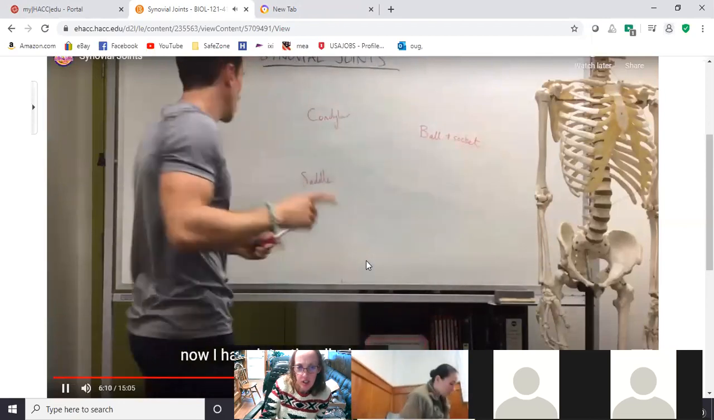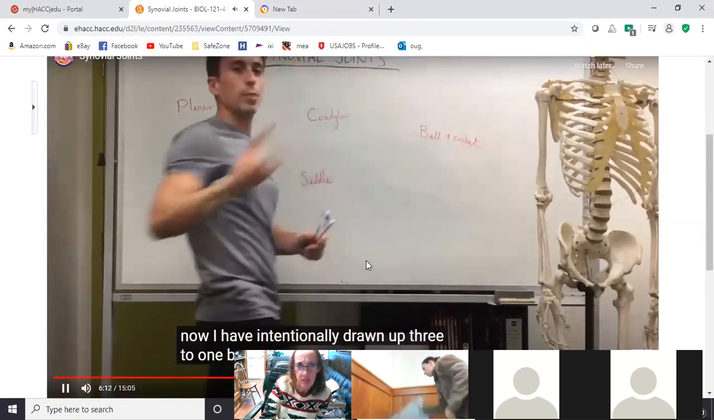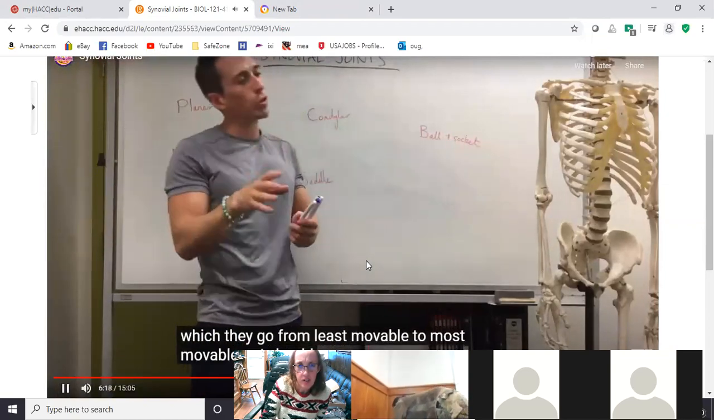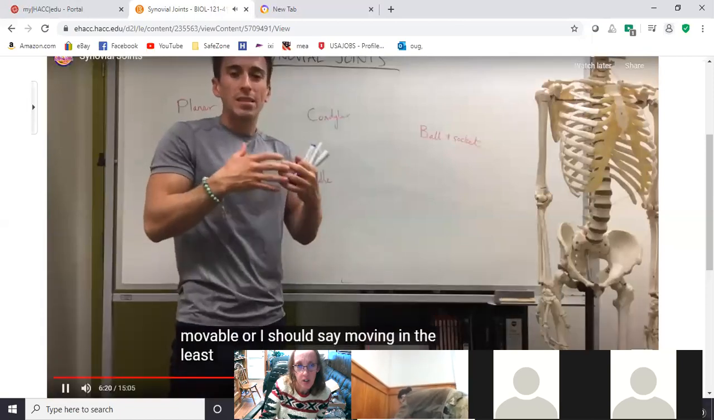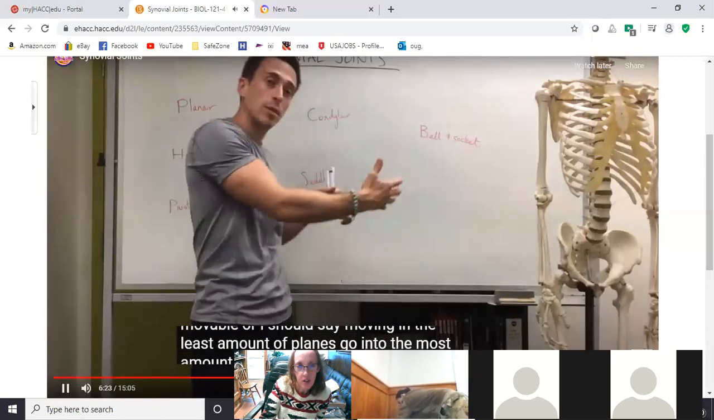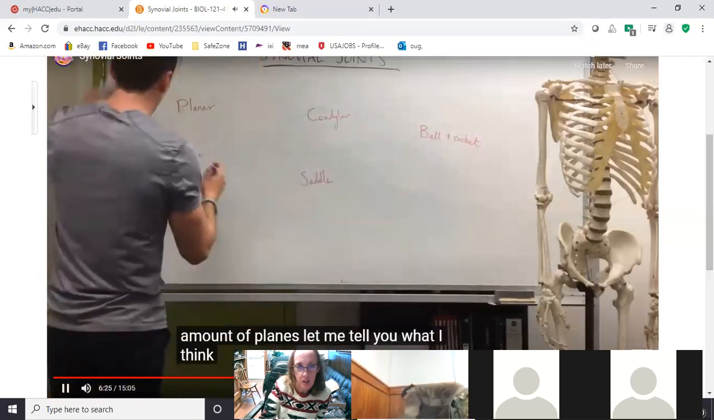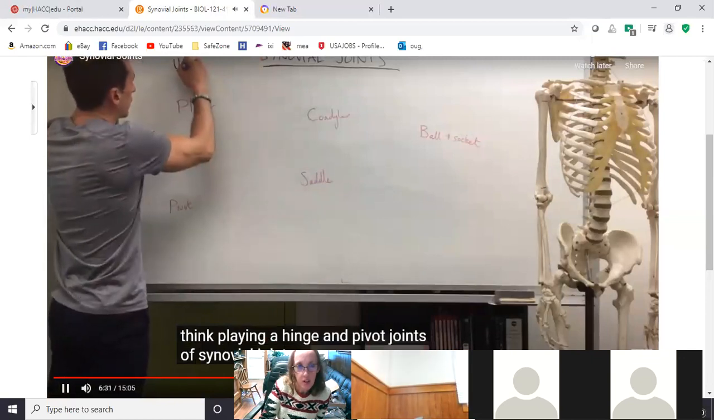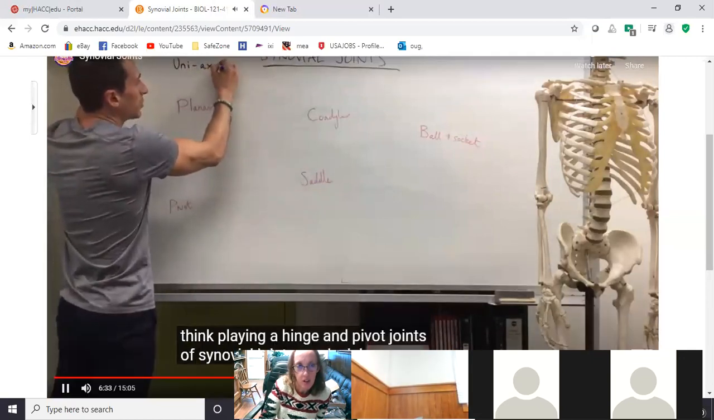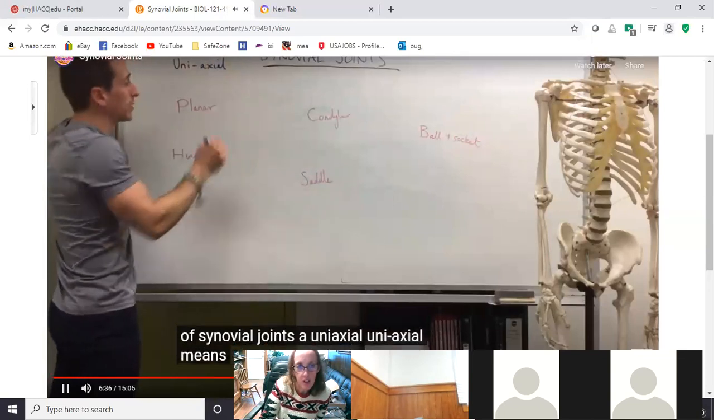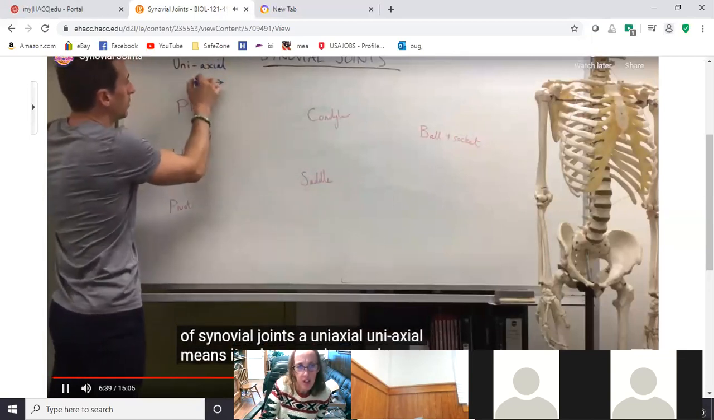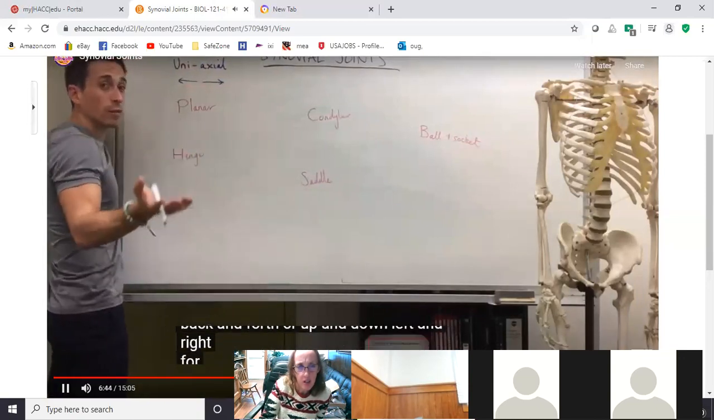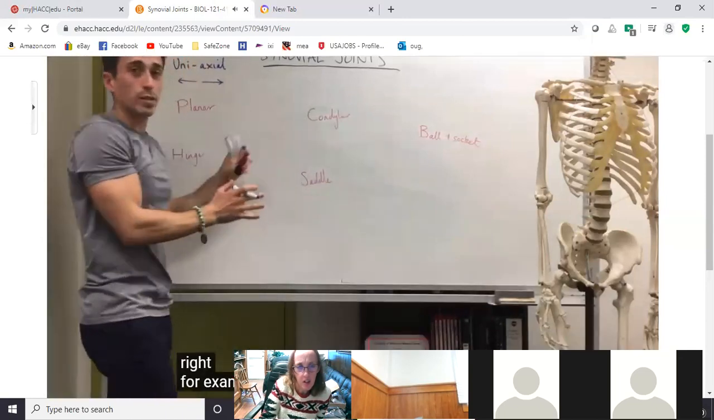Now, I've intentionally drawn up 3, 2, 1 because this is the order in which they go from least movable to most movable, or I should say, moving in the least amount of planes to the most amount of planes. Let me tell you what I mean. Planar, hinge, and pivot joints of synovial joints are uniaxial. Uniaxial means it only moves in one plane, either back and forth, up and down, left and right, etc. Condylar and saddle joints are biaxial.